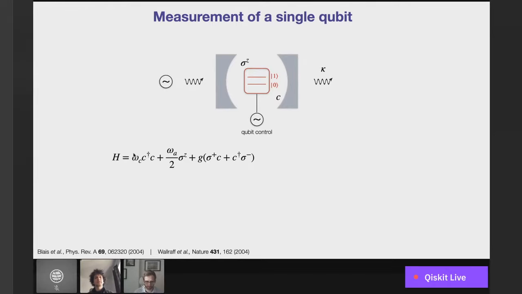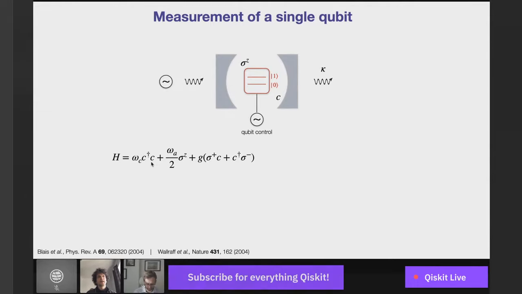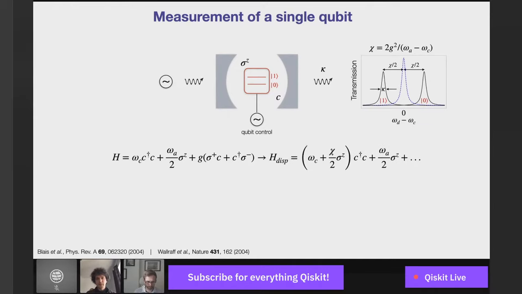The idealized Hamiltonian that we can write for this system is a Jaynes-Cummings Hamiltonian, where the cavity is this bosonic degree of freedom c, and the qubit is this Pauli operator sigma z, and there's a coupling between the artificial atom, the qubit, and the cavity, which we denote by g. And in a specific regime where the detuning between the qubit and the cavity is large compared to the qubit-cavity coupling, we can go to this so-called dispersive frame where the Hamiltonian is written rather like this.